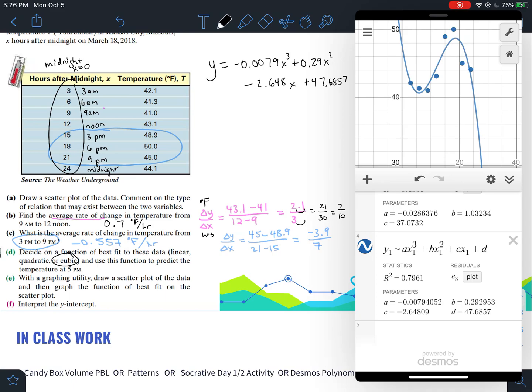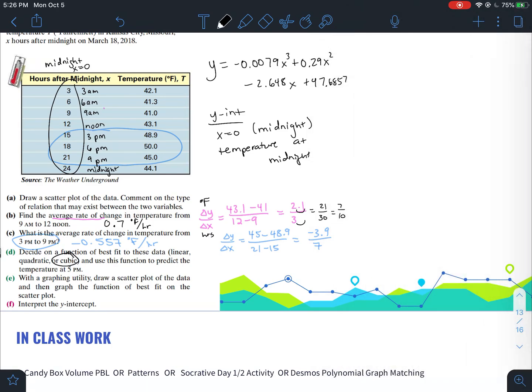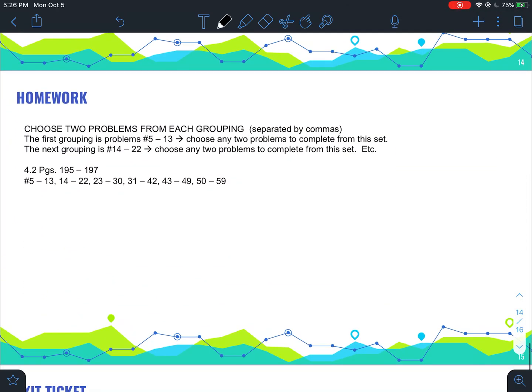Draw a scatter plot. Okay, interpret the y-intercept. So what does the y-intercept mean? The y-intercept is when x is equal to 0, and we already talked about that. When x is equal to 0, we're at midnight. So the y-intercept would be the temperature at midnight. On our curve of best fit, it's telling me that the temperature at midnight was 47.686 degrees. So that's what that means in this problem.